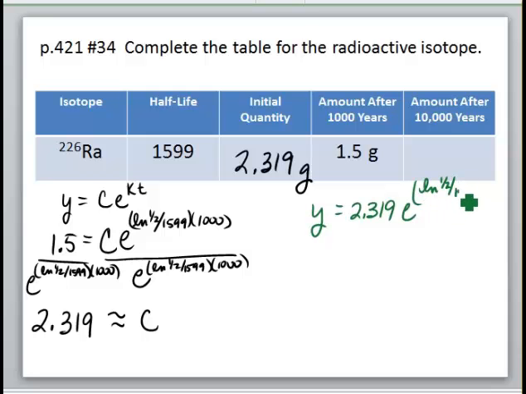Everything else remains the same. The only thing that changes is that I'm now multiplying by 10,000 for my T. Again, this is all calculator based. You need to type that in your calculator. You'll end up with the answer of approximately 0.03 grams.